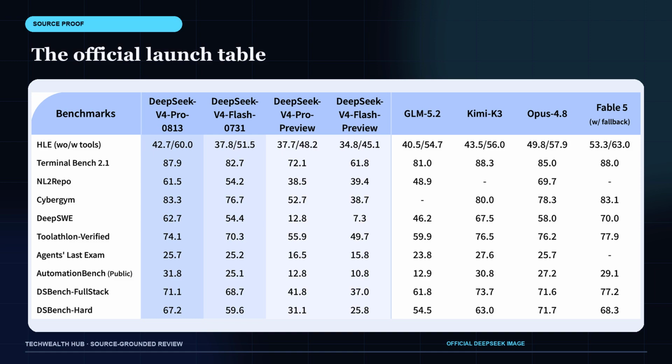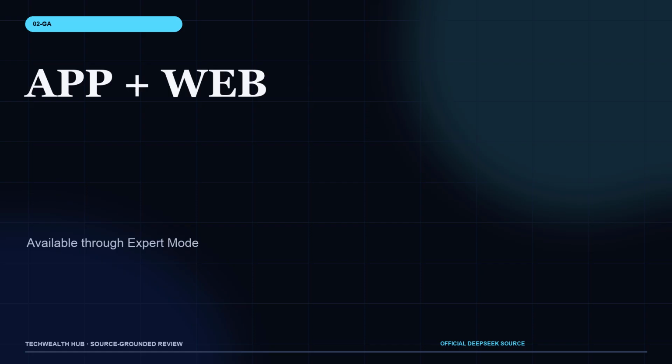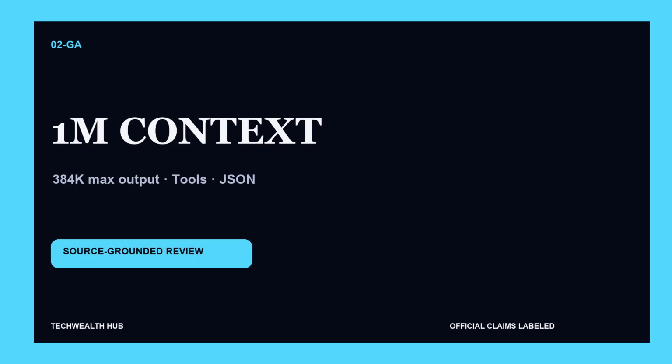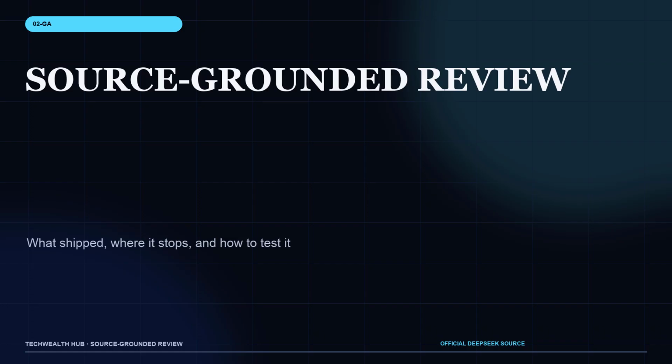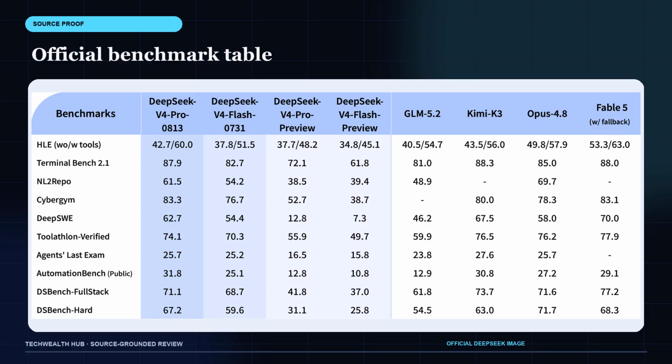The published model page lists a 1 million token context window, up to 384,000 output tokens, tool calls, JSON output, and OpenAI and Anthropic-shaped endpoints. This video is a source-grounded launch review. The official launch packet contains charts and docs, not moving product footage, so we are not calling this a hands-on demo. DeepSeek's own table shows large jumps from the Pro preview.